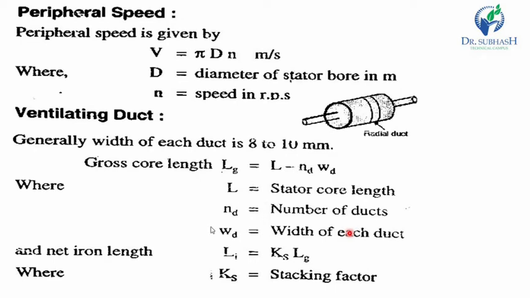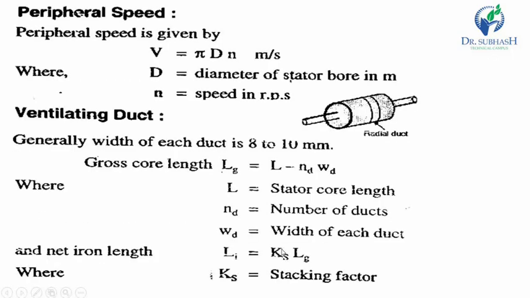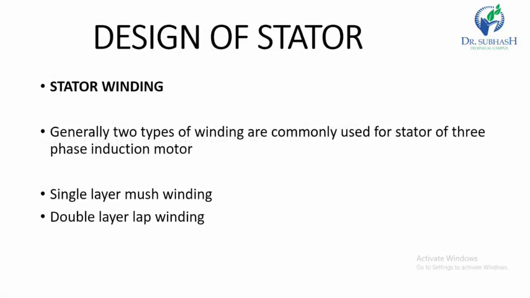Now here the net iron length Li is equal to Ks into Lg. Ks is the stacking factor, and generally the value of the stacking factor is 0.9. Now we are studying the design of stator.